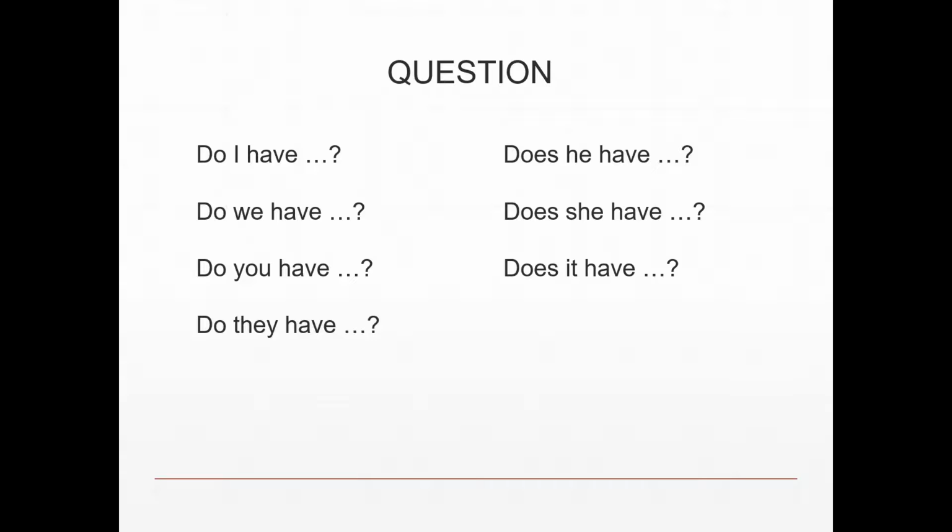So again, in questions with the subject he, she, it, we use the auxiliary verb does. So all the questions begin with the auxiliary verb does, and we don't use has in the question. Unlike negative and positive, where we use he, she, it with the verb has, here we don't need the verb has.